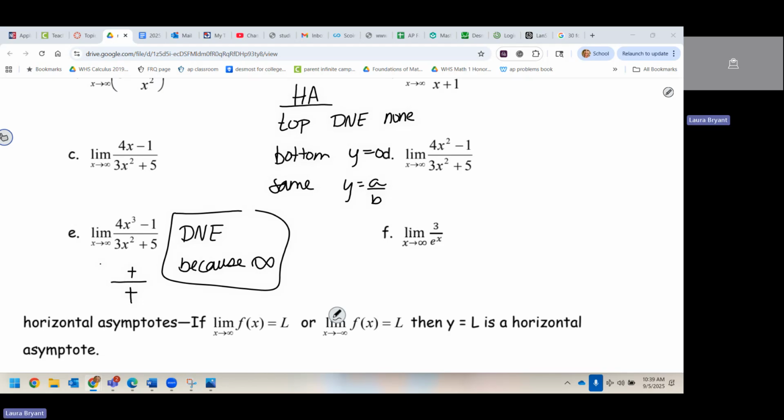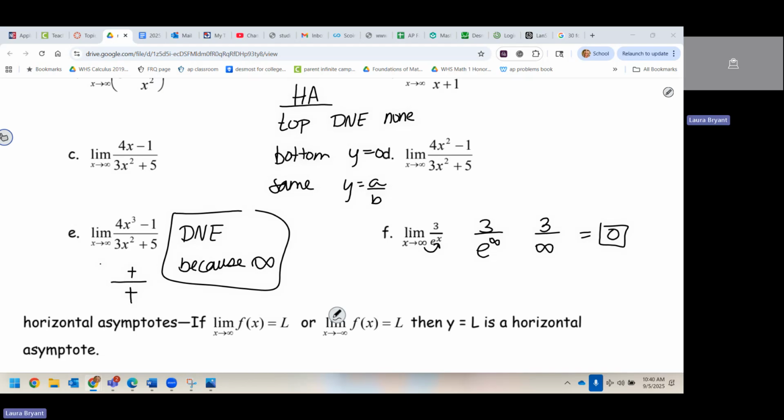Okay, and then letter F, that is not a polynomial, so it doesn't really count when you're looking at top heavy, bottom heavy, or the same. But I can just do a direct substitution of my infinity. And e to the infinity is still infinity or infinite value. And then that's one of my rules. If I have a number divided by infinity, this goes to 0. I know it does kind of look like it's bottom heavy, which you can think of it that way. You're putting a really large number in the denominator. $3 divided by everyone in the world goes to 0.